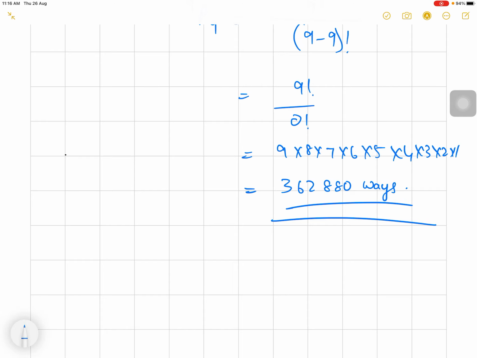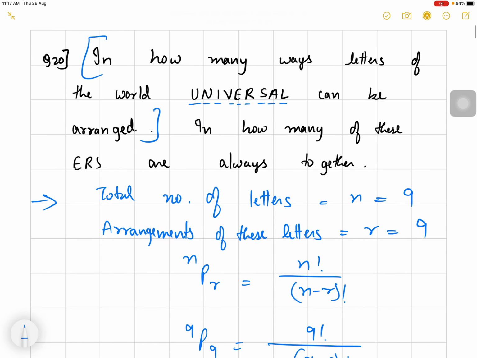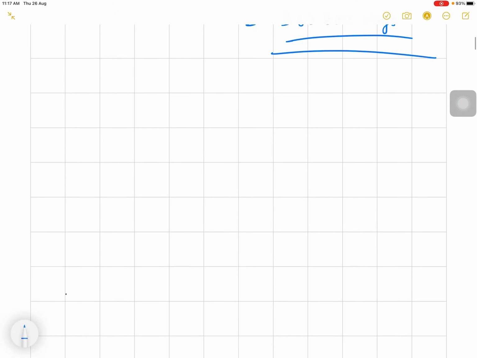Okay, this is the first part. Second part: in how many of these are ERS always together? So ERS is always together, so you consider it as 1 digit. How many digits are there now? 1, 2, 3, 4, 5, 6 and 7. Right? So 7P7.